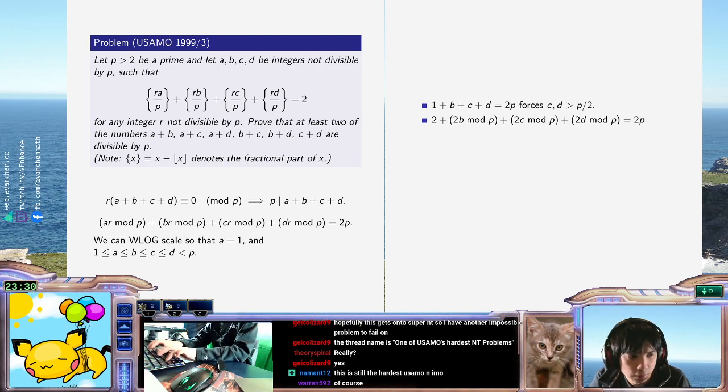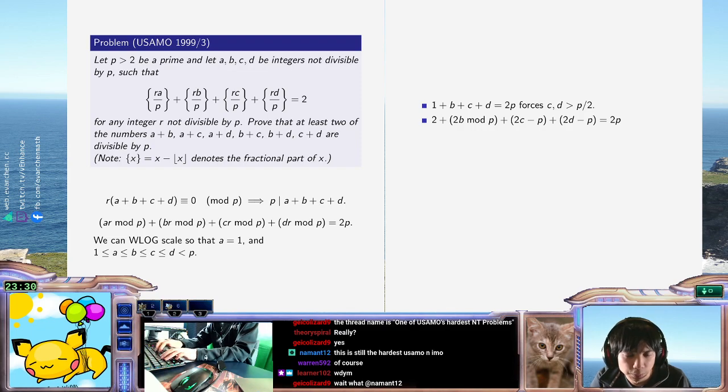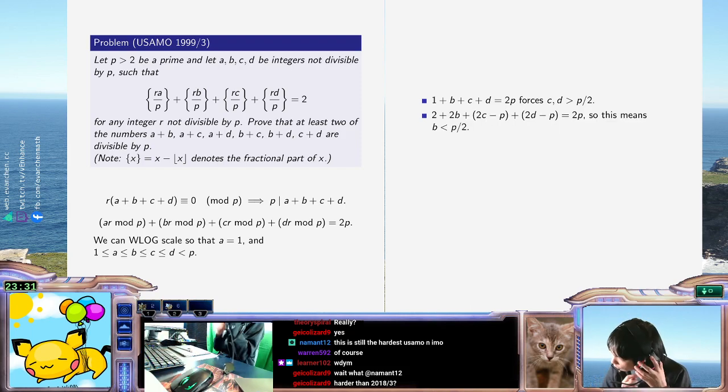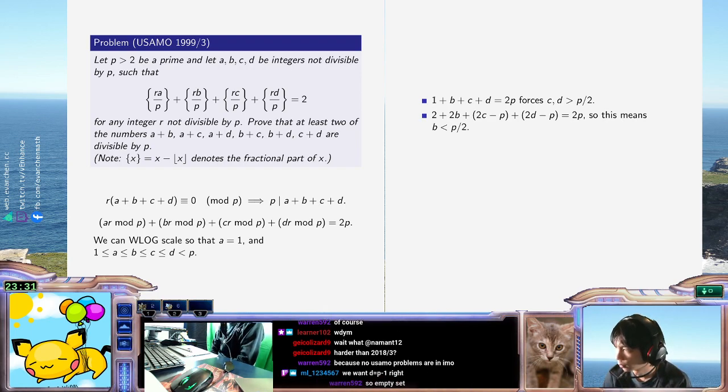And what does that do? This is 2B, possibly minus P or not. Alright, I'll abuse notation, right? This is like something. But in order for this to be correct, this must be 2B. So this means B is strictly less than P halves. I don't know if that's good for us. I guess they're on different sides of P halves.